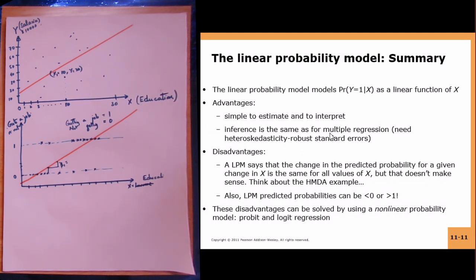Now, inference will be the same as in multiple regression, and we need to use heteroscedasticity-robust standard errors. Now, what are the disadvantages? The primary disadvantage is that LPM may predict probabilities that can be less than 0 or greater than 1.